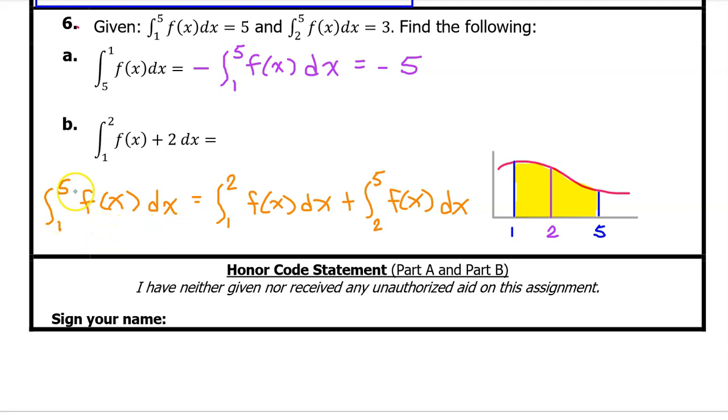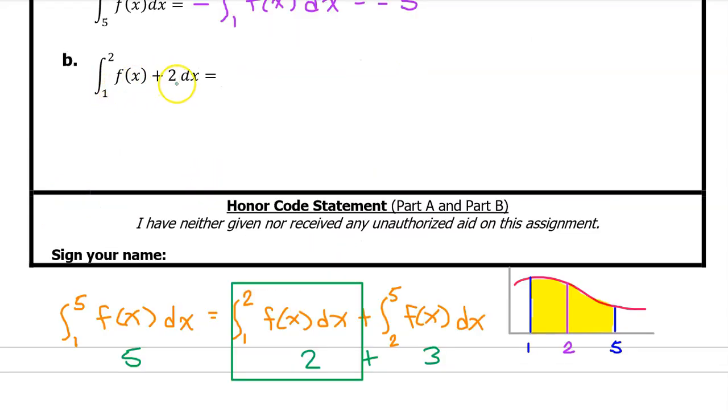Similarly, the integral from 1 to 5 will equal the integral from 1 to 2 plus the integral from 2 to 5. But we are given that the integral from 1 to 5 is 5, and we are given that the integral from 2 to 5 is 3. That means that the integral from 1 to 2 must be 2. So we end up with the 2 plus 3 to equal this 5. So keep that in mind. We now know that the integral from 1 to 2 is 2.